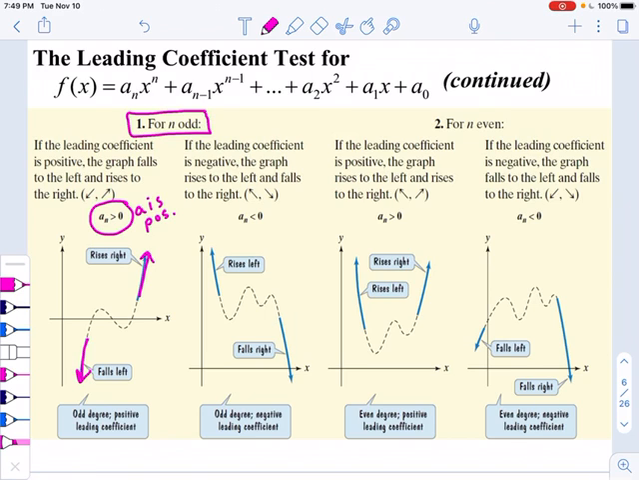And then it says if the leading coefficient is negative, that's a sub n less than 0, that's going to be a negative a value. It says the graph rises to the left and it falls to the right.